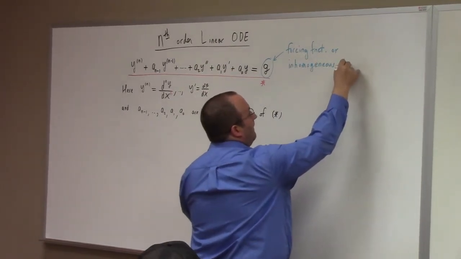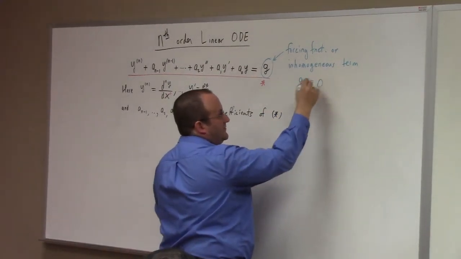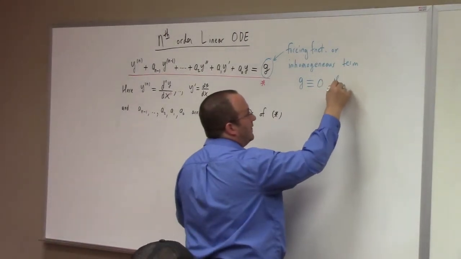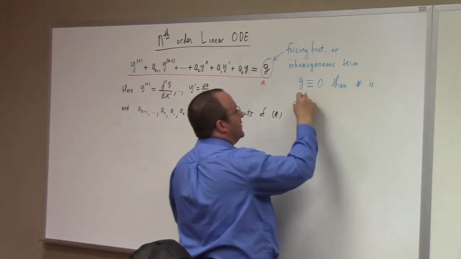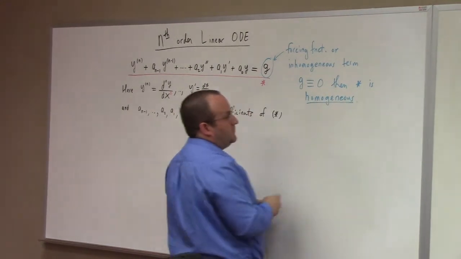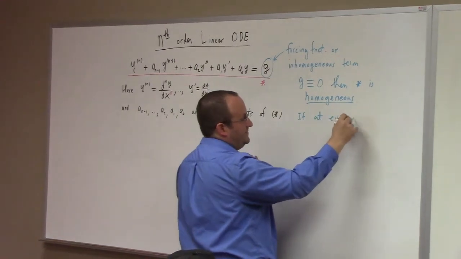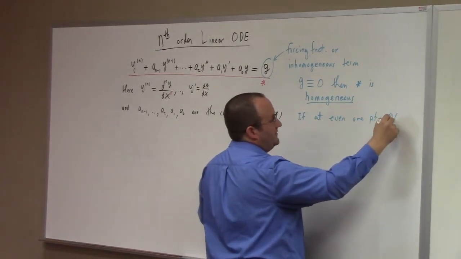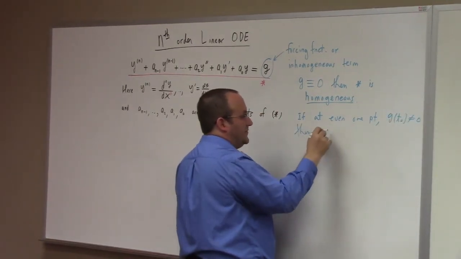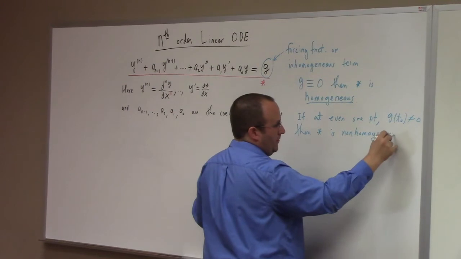And so if g is identically equal to 0, in other words, if g is always 0, if it's just the zero function, then star is homogeneous. All right? Otherwise, if at even one point, g of that point, let's say t0, is not equal to 0, all right, then star is non-homogeneous.